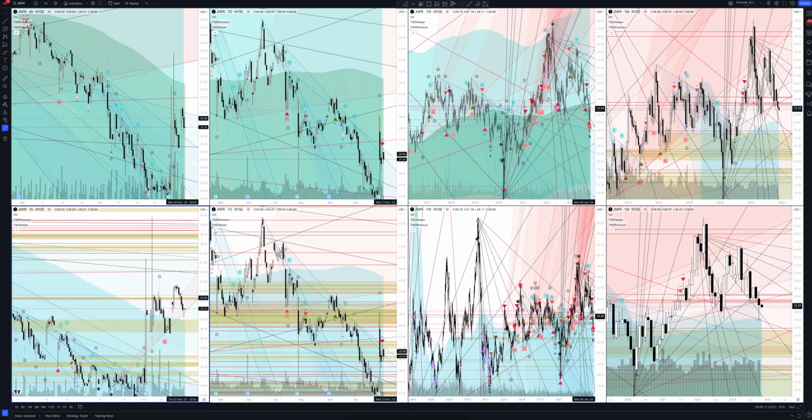Today we will take a look at Juniper Networks stock. Let's analyze the market situation and find out how you can make money on it. Let's start.